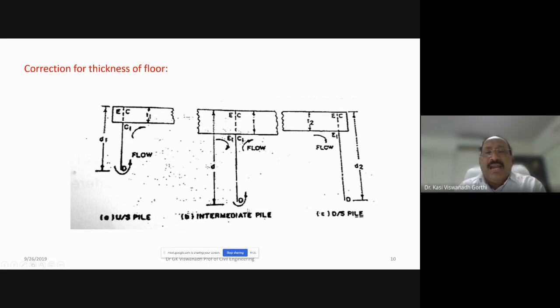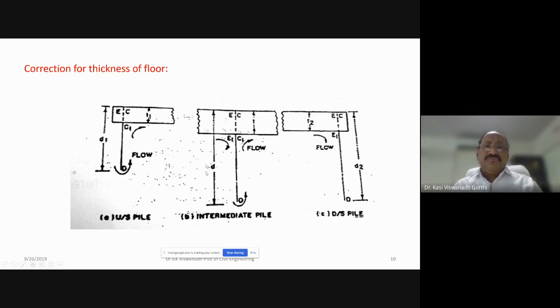Similarly, for the intermediate pile also, if you see, this is the intermediate pile. We are taking the junction points at the top of the floor, E and C, but the actual junction points are E1 and C1, with the intermediate floor having a thickness of T. And at the end piles, if the thickness is T2, E and C are the junction points which are to be replaced by E1 and C1. D2 is the depth of the cutoff, D1 is the depth of the cutoff here, and D is the depth of the cutoff of the intermediate pile.